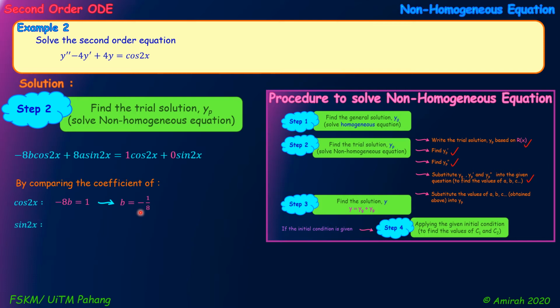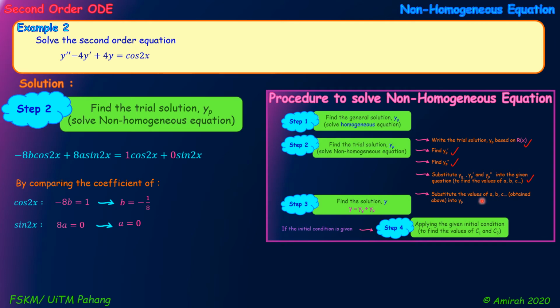After that we compare the coefficient of sin 2x. We have the coefficient of sin 2x here, so we can write 8a equals 0. That's why we put 0 sin 2x here. After we solve, we get a equals 0. So now we have found the values of a and b, and we continue with the next step.